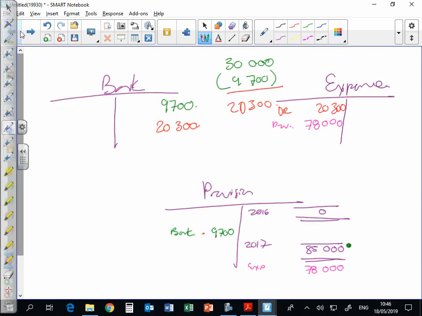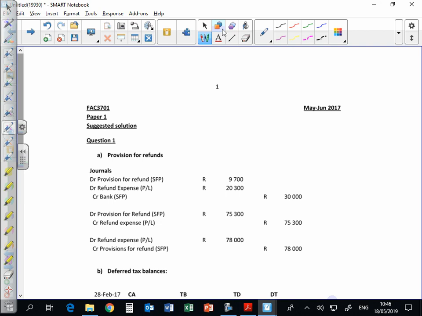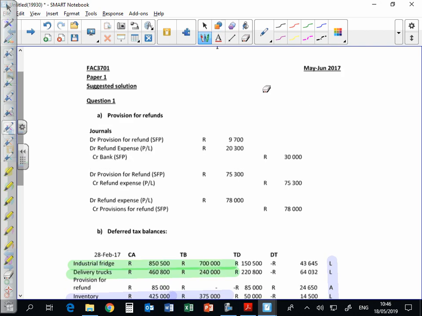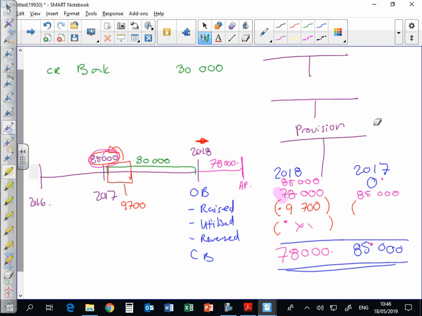All right then. Yes. All right, so in terms of the journals, putting them out like this, are you guys happy that we credited the bank with that 30,000? You guys are happy that 9,700 went to the provision account and that the rest went to a refund expense account? Furthermore, you guys are happy that we debited our provision with 75,300 and we credited that refund expense. That would have been this amount over here. What was it? 75,300. That's what we reversed.